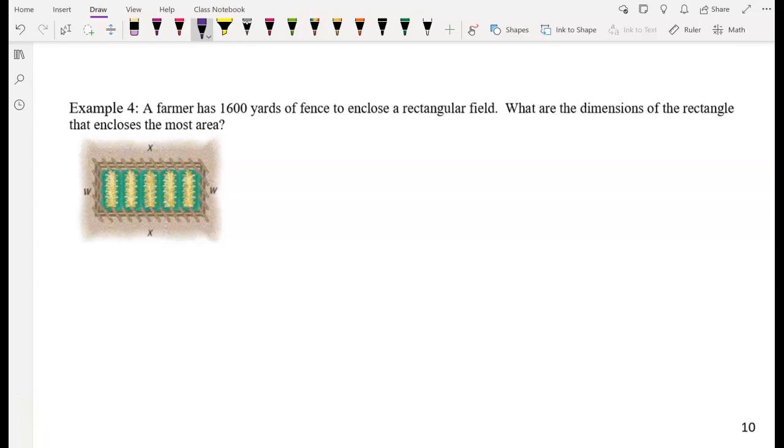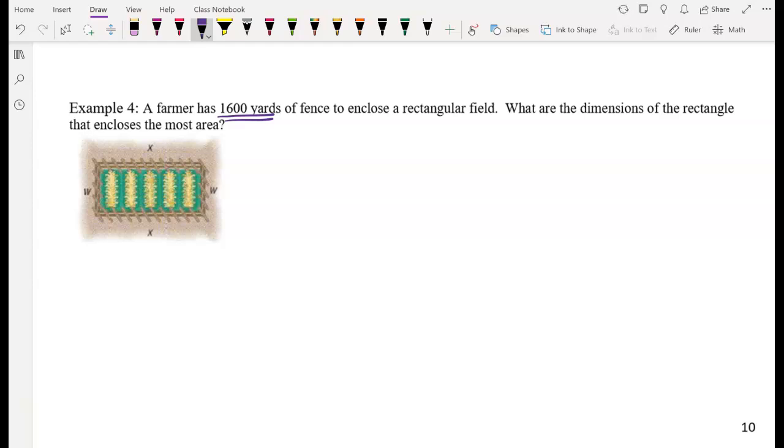Okay, this one says, example 4, a farmer has 1,600 yards of fence to enclose a rectangular field. What are the dimensions of the rectangle that encloses the most area? So again, the most area means it's going to give me the largest area, right? So 1,600 yards, students, that will represent the perimeter, and they have your shape drawn out with already variables used.